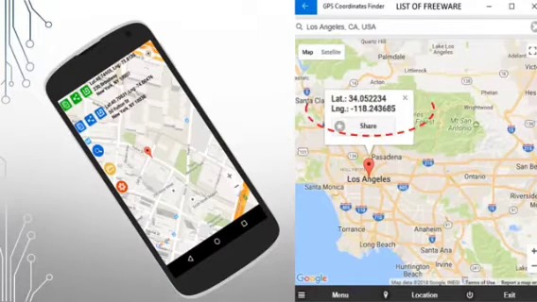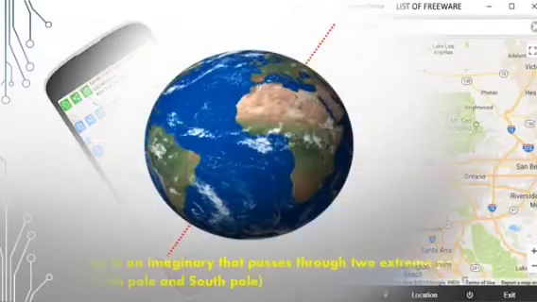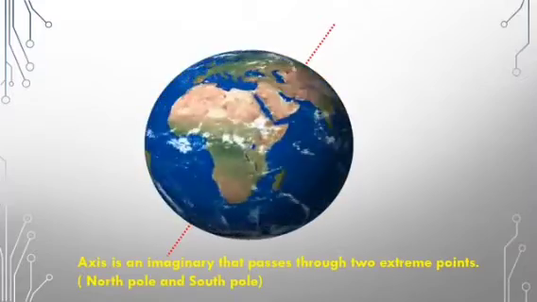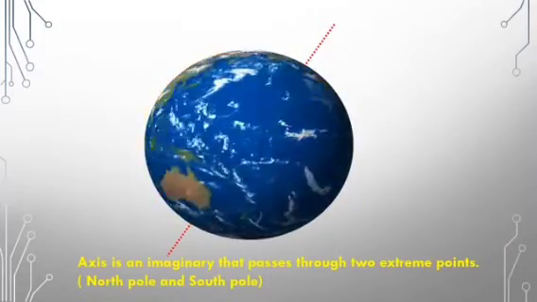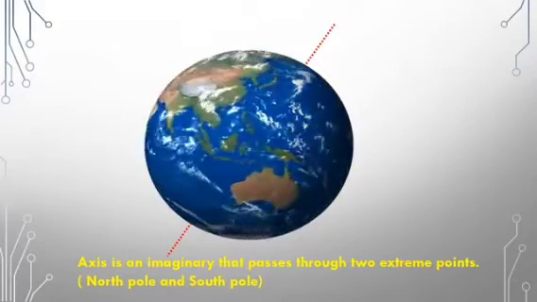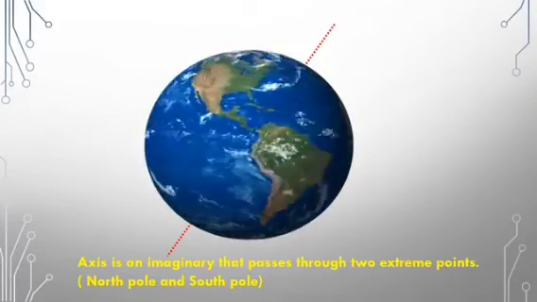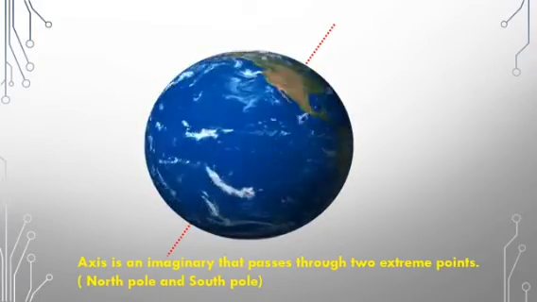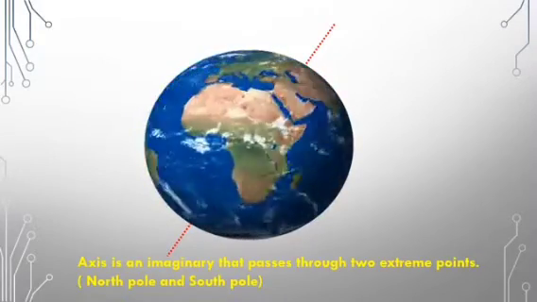What are these latitudes and longitudes? Let us study about them now. You know that the earth rotates on its axis. What is this axis? Axis is an imaginary line that passes through 2 extreme points, that is, the North Pole and the South Pole.